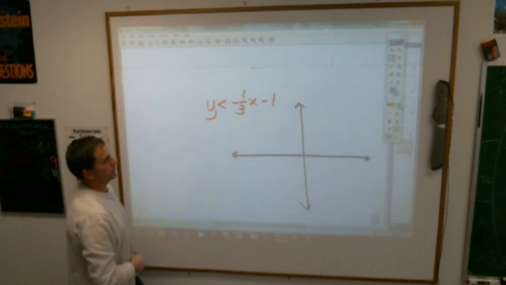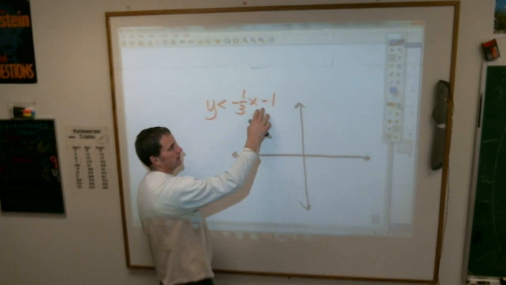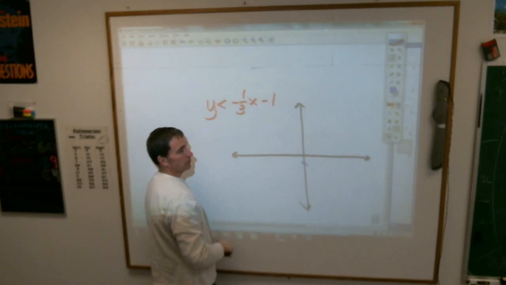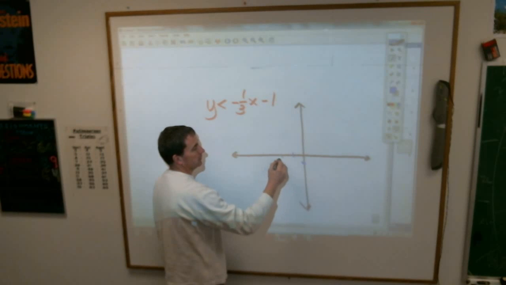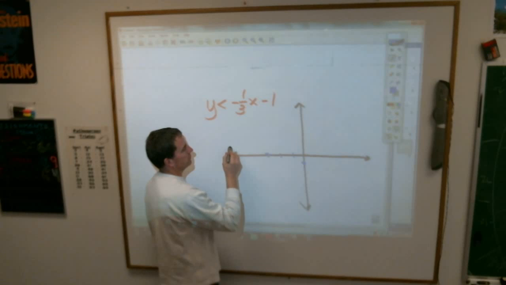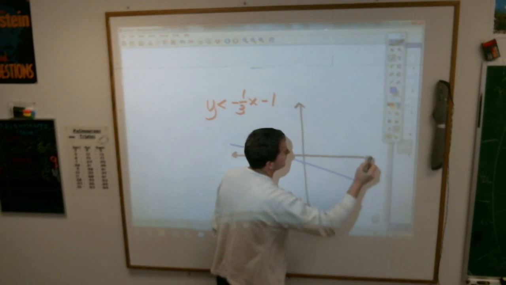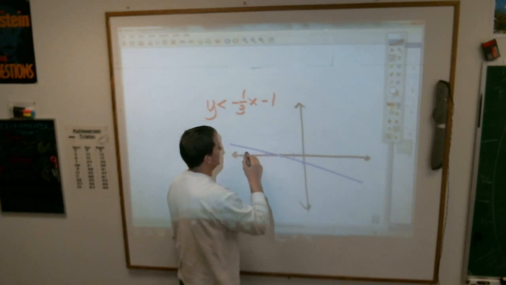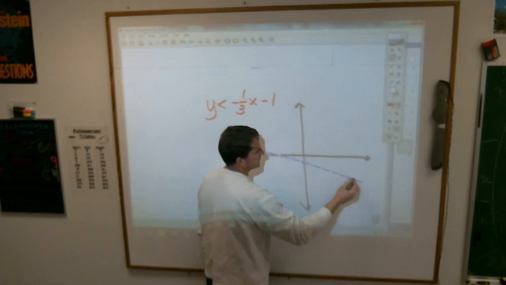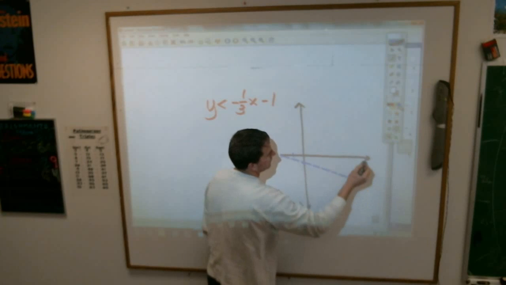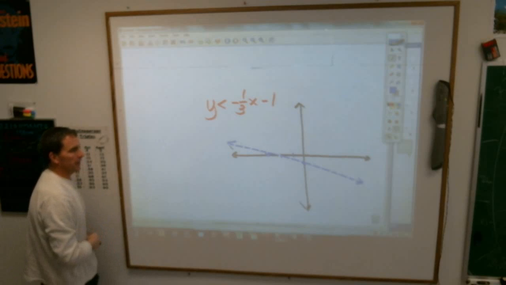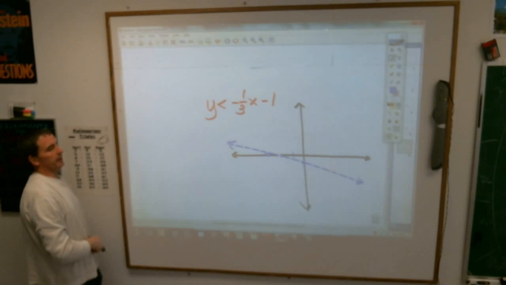So yours should look like this. Crosses at negative 1, correct? Negative 1/3 slope goes down 1 over 3. No equal sign, so I'm going to draw mine in dark, and it should be a dashed line, because it doesn't equal that line, but it starts at that line. And then most people struggle with this part here. Do I shade above it or below it?